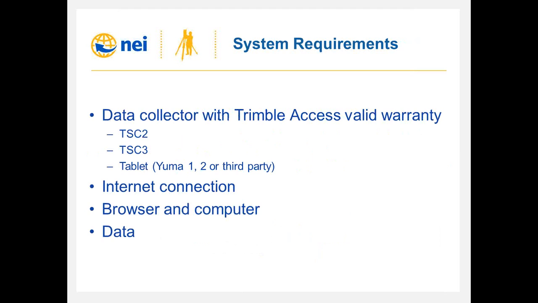So for the system requirements, you must have a data collector with Trimble Access valid warranty. So that's the key major thing. You can use either a TSC2 or a TSC3, or even if you have a tablet PC, either the Unit 1 or Unit 2, or even if you have any third-party tablet that has Access installed on it. Of course, if it meets the requirement. You must have an internet connection, a browser and a computer, and of course, data to transfer between your field and your office.